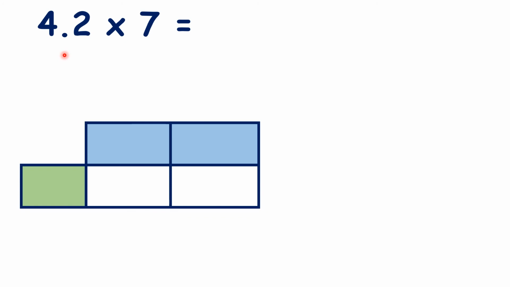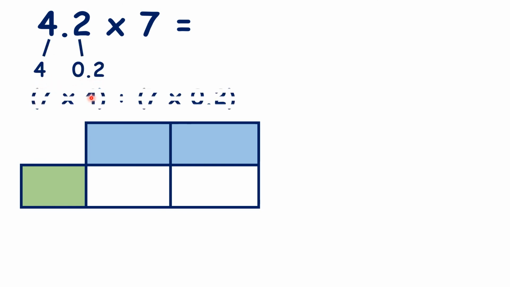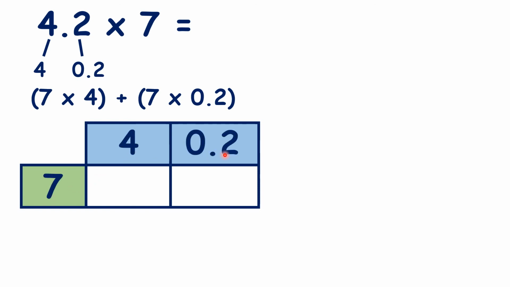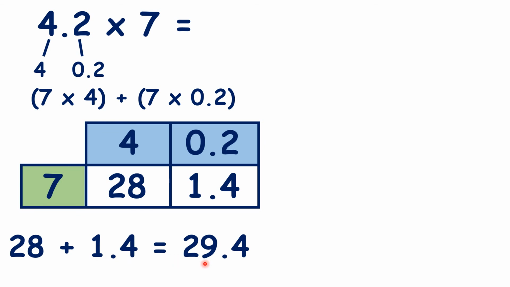So now pause the video and see if you can work out 4.2 times 7. We can partition 4.2 into 4 and 0.2, because then we can multiply each place value separately on our grid. So let's have our whole number on the left, and then the partitioned number at the top of the grid. 7 times 4 is 28, and 7 times 0.2 is 1.4. Then we can add up the numbers in our grid to get our answer.